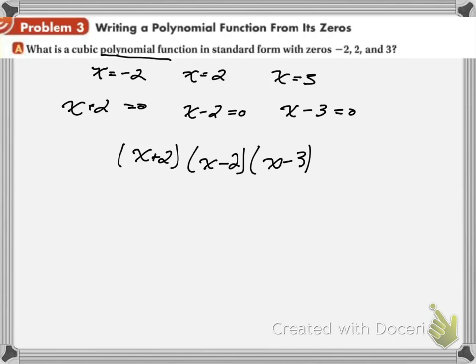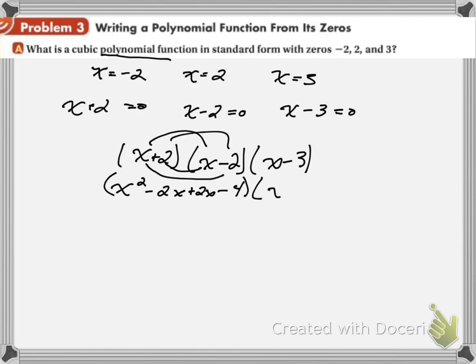So let's do the first one. So first, x squared, outer, negative 2x, inner, positive 2x, last is negative 4. Okay, and I would leave that x minus 3 out there for a second. Well, let's combine like terms. Well, negative 2x plus 2x, that's kind of nice. You get x squared minus 4 times x minus 3.